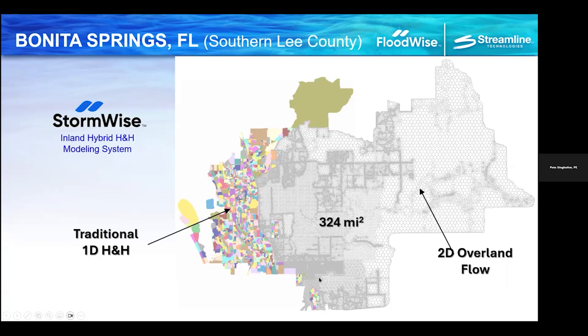So in this model, we use 2D overland flow in these areas where we're not certain which way the water is going to flow. We don't have very well-defined flow patterns. But west of I-75, this is highly urbanized areas. We use traditional 1D H&H modeling there.